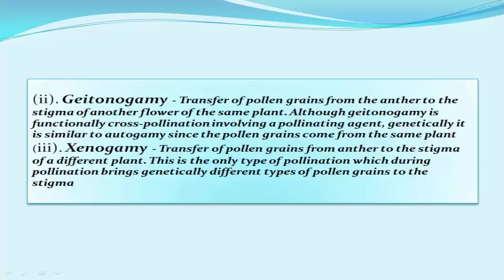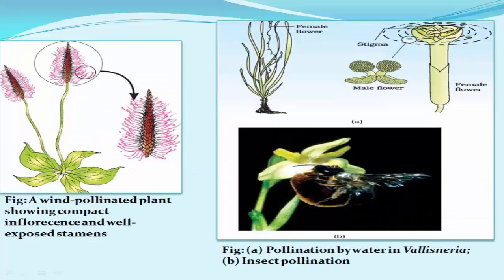So coming to the next part. Here you can observe three images: a wind pollinated plant, a water pollinated plant and an insect pollinated plant. Usually cross-pollination is dependent on pollinating agents. It may be a biotic pollinating agent or an abiotic pollinating agent. The abiotic pollinating agents are wind and water. Biotic pollinating agents are especially animals, and among them the important one is the insect.